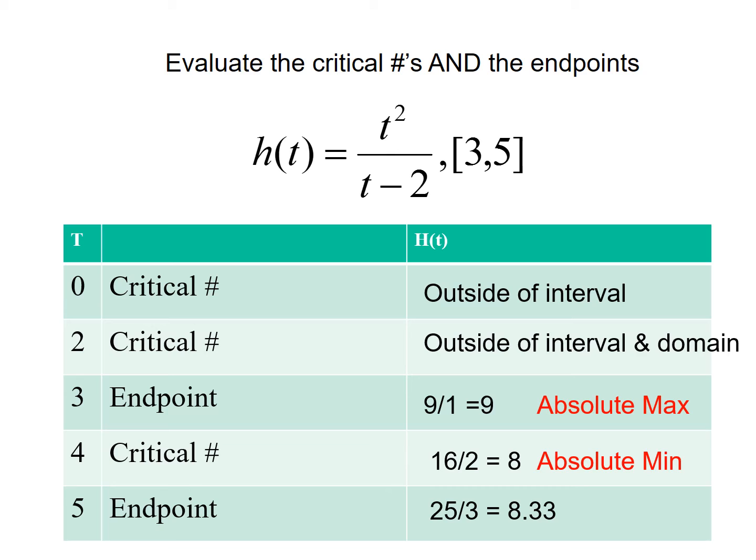So you have to be careful how the question is asked on the test. If I ask you when does the critical point occur, when does the absolute max occur, you would say at t equals 3. If I were to ask you what is the absolute max, you would say 9.